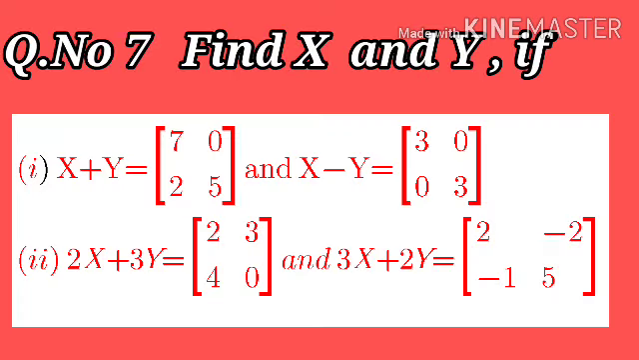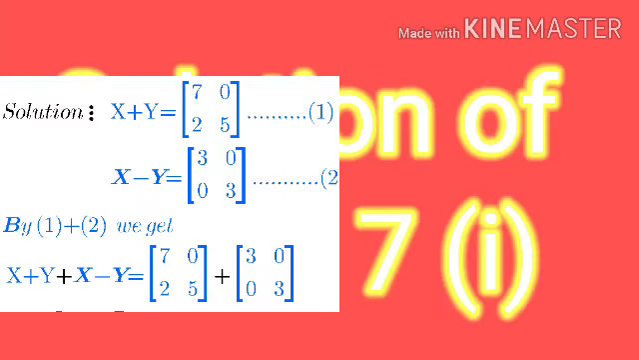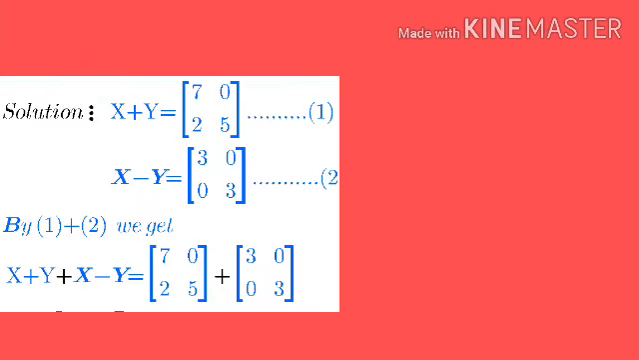Find matrices x and y if, first part, x plus y is the matrix [7 0; 2 5] and x minus y is [3 0; 0 3], and second part, 2x plus 3y is the matrix [2 3; 4 0], and 3x plus 2y is the matrix [2 -2; -1 5]. Now let's see the solution of the first part.